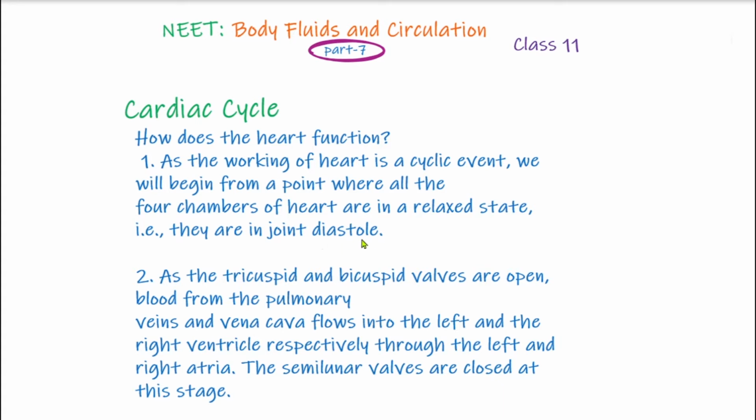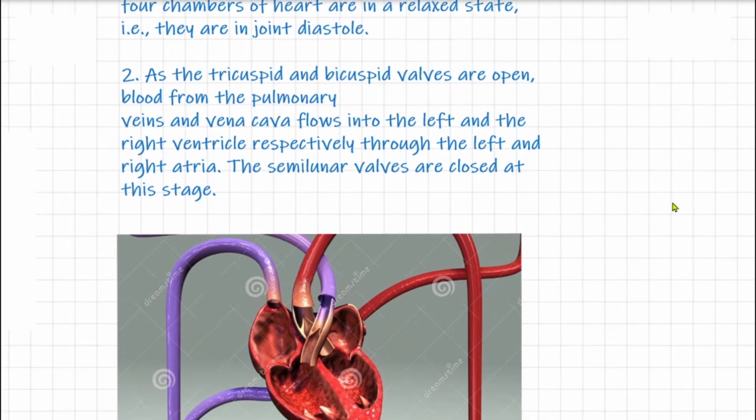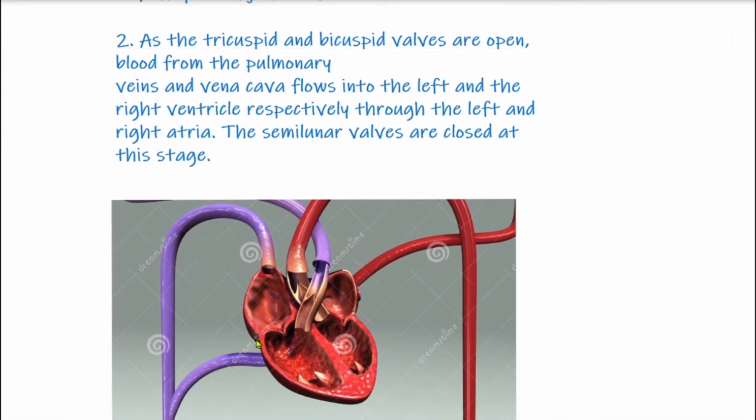Students, there are two terms, one is diastole and the second is systole. Diastole means relaxed state and systole means contracted state. When a heart chamber is in a contracted state, it is called systole, and when it is in a relaxed state, it is called diastole. For example, when the atrium contracts, it is called atrial systole. When the ventricle contracts, it is called ventricular systole. When the atrium relaxes, it is called atrial diastole. When the ventricle relaxes, it is called ventricular diastole.